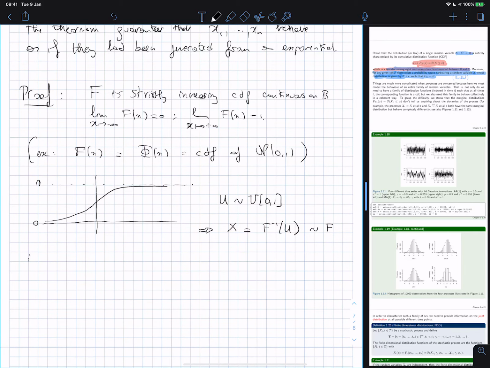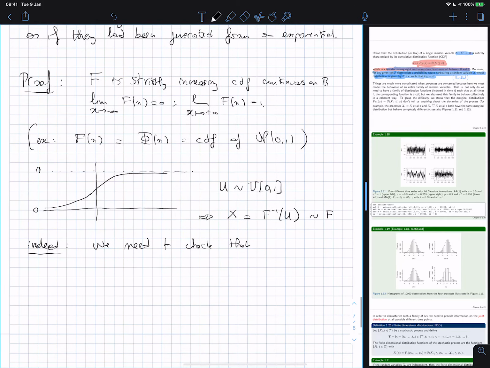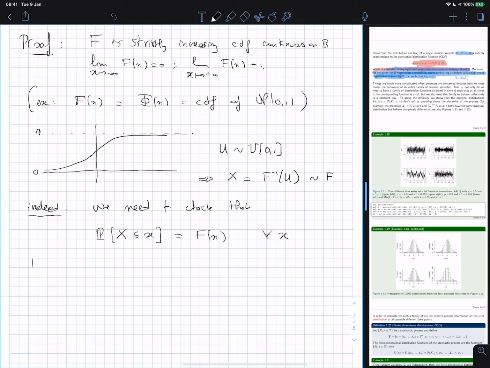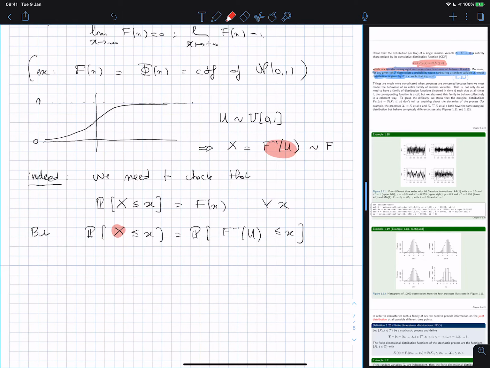What does that mean? Well, in order to check this, we need to check that the probability that X is less than or equal to little x is F of x for all x. But by definition, the probability that capital X is less than little x, well, capital X is this guy. So I simply replace.